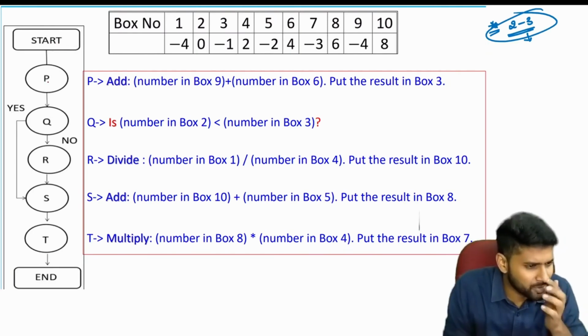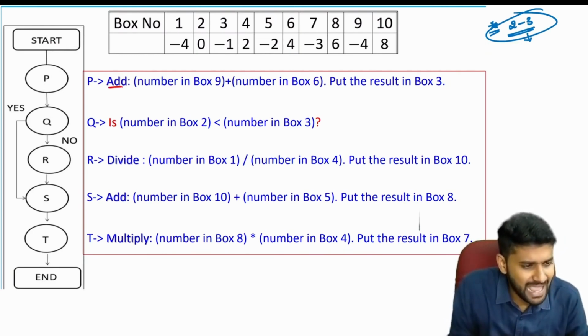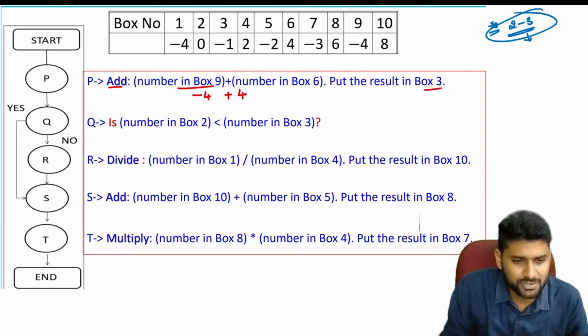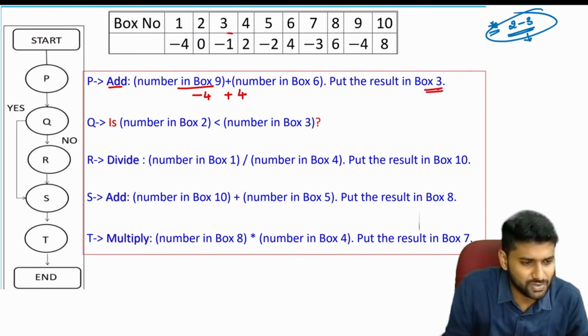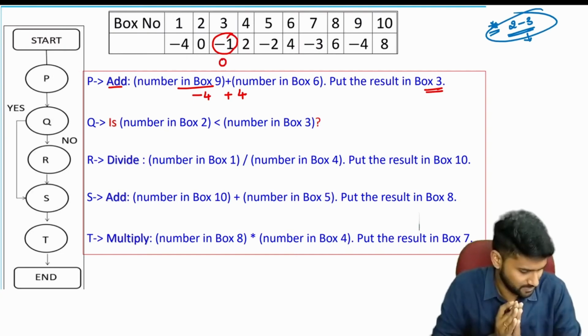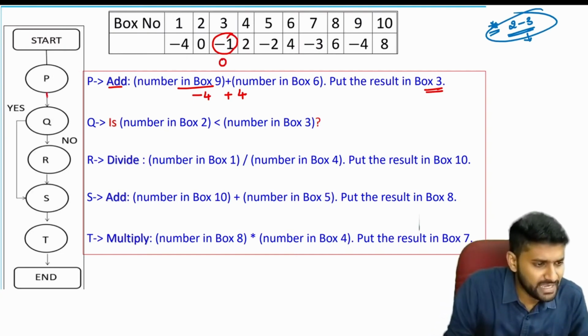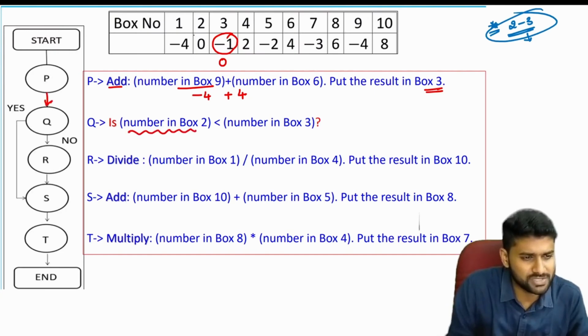Now see first, just start the program. P says that, add question number box number 9. So what is box number 9 here? -4 to box number 6 +4, and put that resultant in box number 3. So instead of -1 take 0. Is it clear? Now, if P is shifted to Q, what does Q say? Box number 2, what is the box number 2 value?